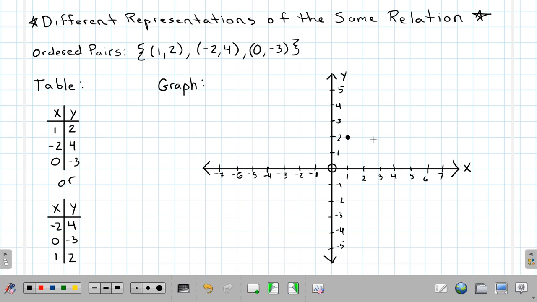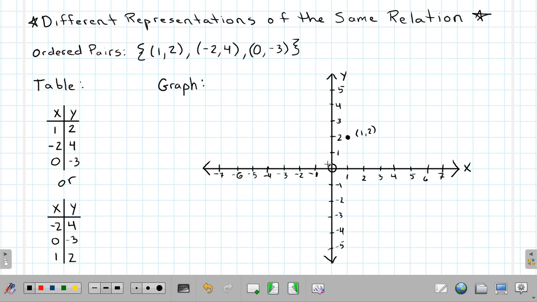Okay, so that's a representation. That's the point 1, 2. And you can label these, or you don't technically have to label these. If you just put the point there, it's understood that that's the point 1, 2. I'm just labeling here for your all's convenience.